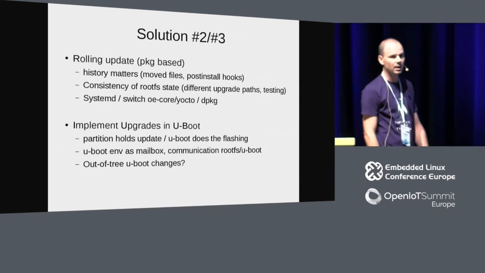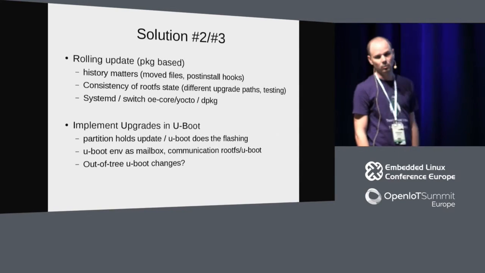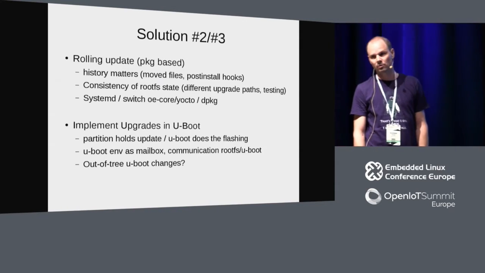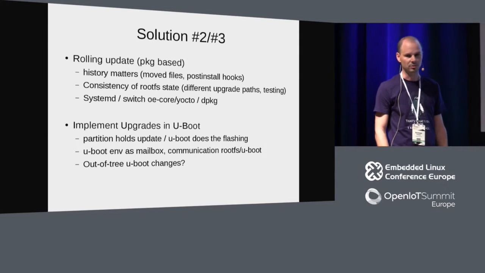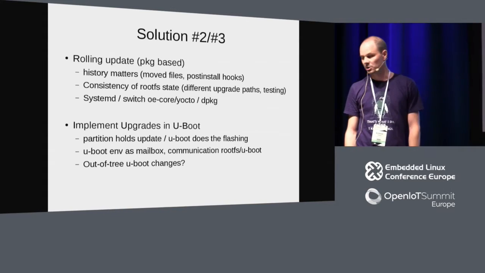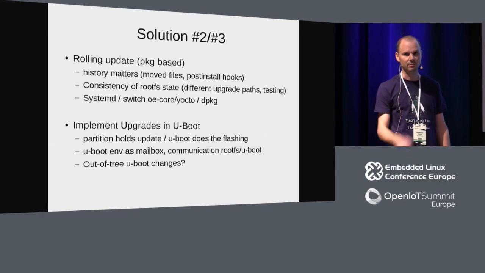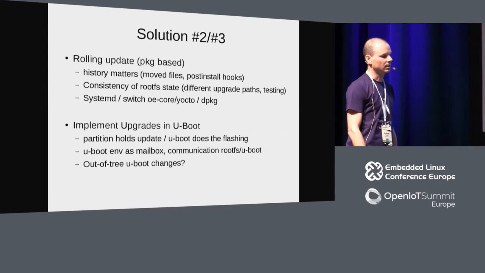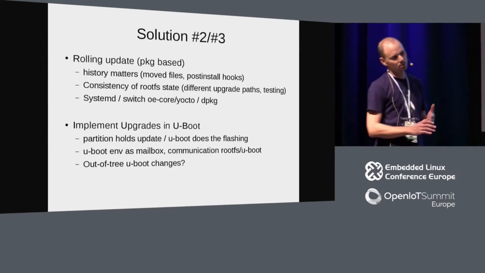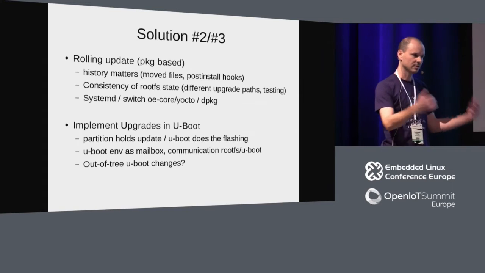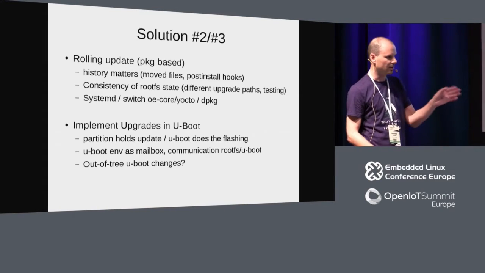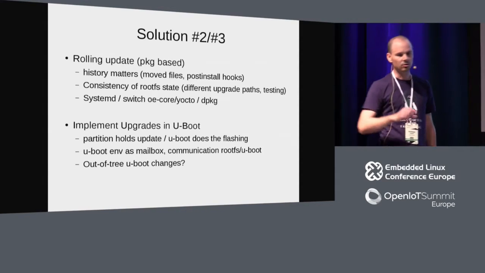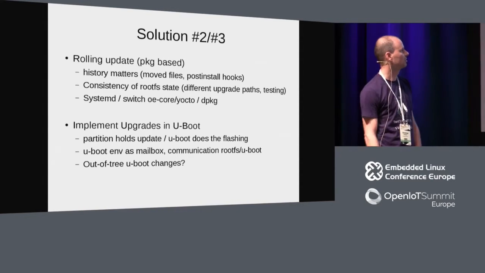Second solution. The first one is what we actually use till today. The second is rolling update. It's what you know from regular desktop distributions, like Debian testing or unstable, where you actually never really reinstall. You just keep going. And it has the advantage that you don't have to erase the rootfs and write it from scratch. You only ever switch small parts of it. If you compare it to a car, it's like you change the oil or change tires, change fuel pumps.